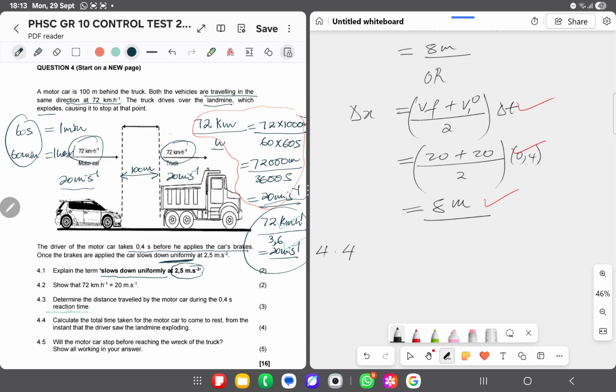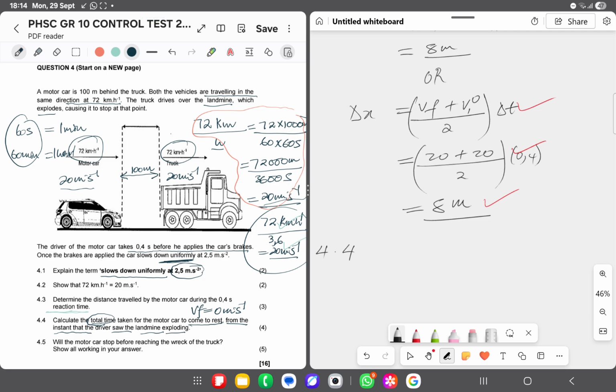Then what about 4.4? Now calculate the total time taken for the motor car to come to rest. Come to rest, finally it's going to stop, so the final velocity will be 0. Now calculate the total time taken for the motor car, from the instant the driver saw the lineman exploding.